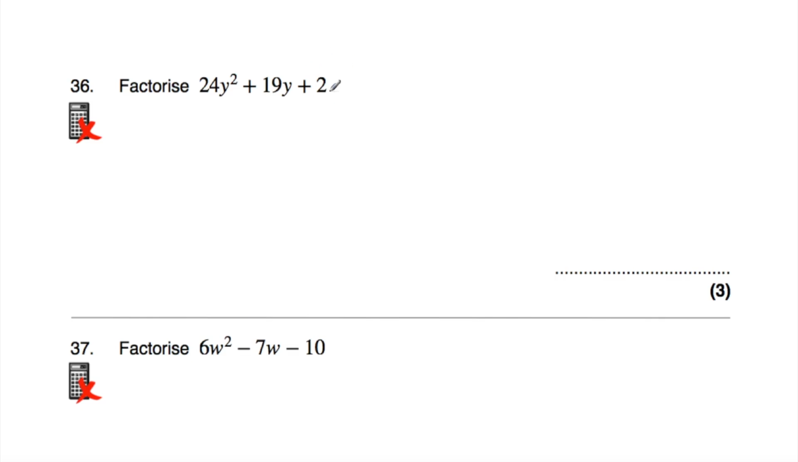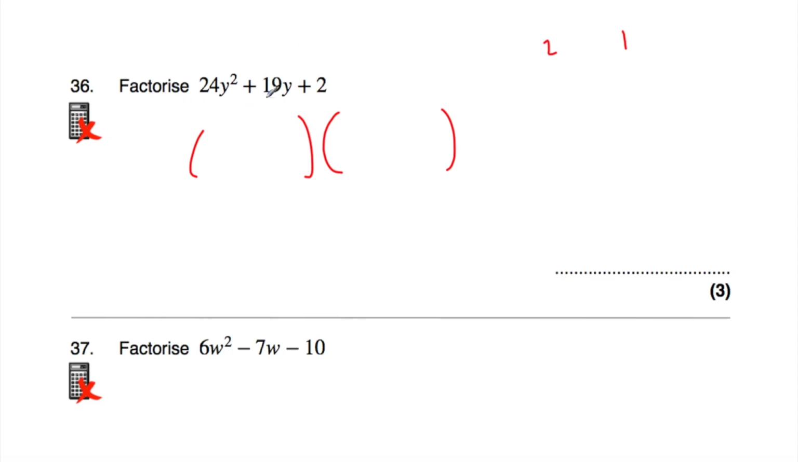But actually what's quite nice about this question is we've just got a 2 on the end. So when we have our brackets, the numbers at the end of the brackets will times together to be 2. And because when we expand we get plus 19y, we know it has to be a 2 and a 1. So that means that in terms of these brackets, we'll have a plus 2 and a plus 1, either way around. So that's quite nice. We just need to figure out what's going to go at the front of the brackets. Now, whenever we expand our brackets, we get 19y.